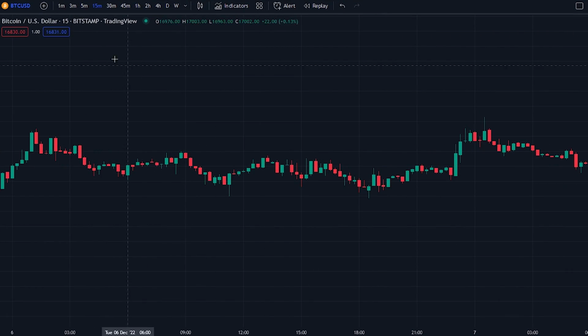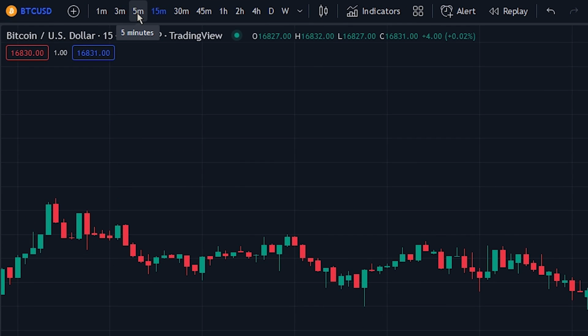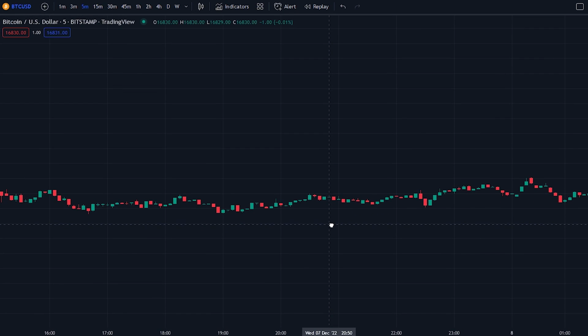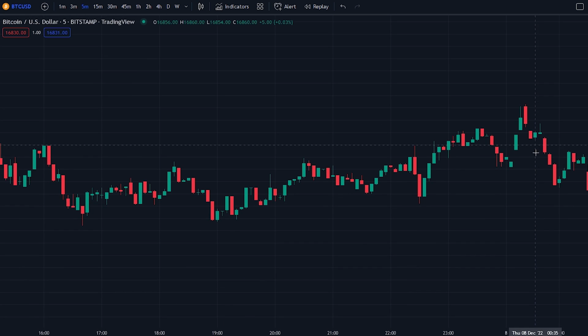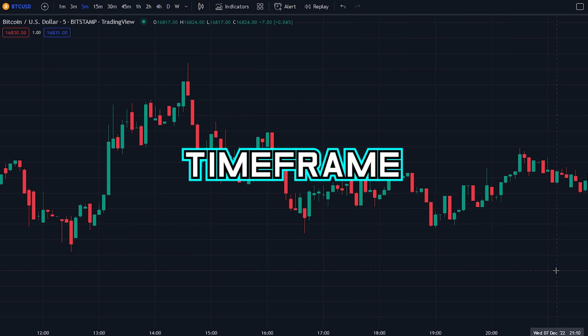First, let's head over to TradingView and change the time frame of the chart to the 5-minute time frame. This is also the time frame we have used for the backtest. However, the strategy can also be used with the 15-minute and 4-hour time frame.